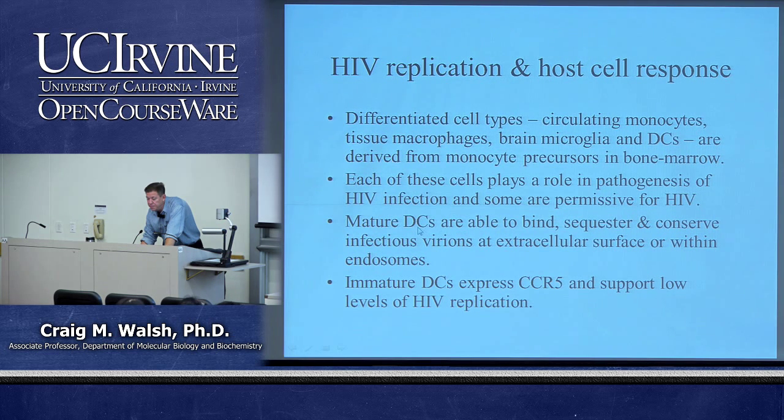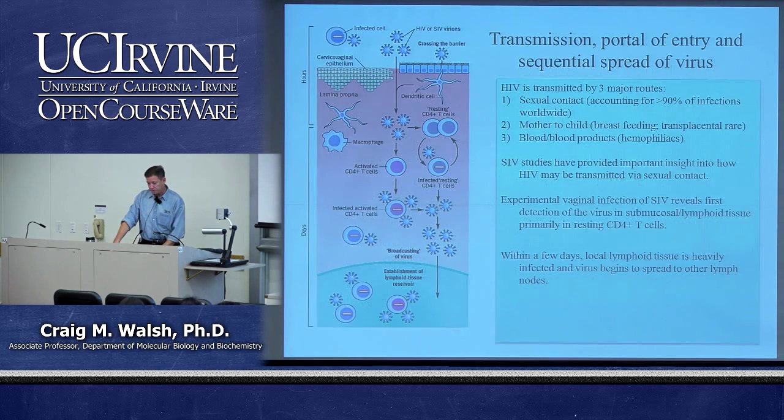In addition, these DCs, as we'll see, can bind, sequester, conserve, and as well, they can actually disseminate the disease. So they can take virus from one place in the body, bring it into a lymph node, for example, and expose that to T cells, resulting in the uptake of that virus into the CD4 T cells. As well, DCs express CCR5, although at low levels, which is why we tend to find more infection in the activated CD4 population.